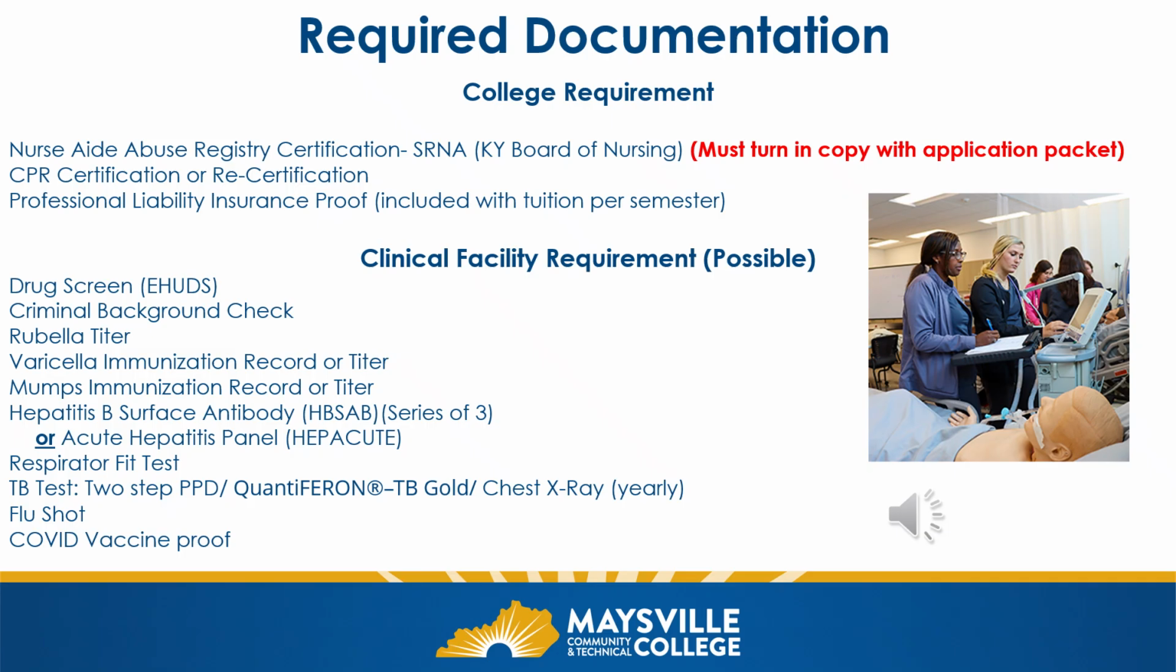We also need professional liability insurance proof. That is actually included in your tuition bill, so you don't have to worry about paying that extra. You just have to pay your tuition bill. Other clinical requirements: most are required, as we go through, you'll see. But you do have to do a drug screen and criminal background check. That is done through Castle Branch and the labs that they are connected to. So please do not go out and get individual criminal background checks and drug screens because Castle Branch will not accept them.